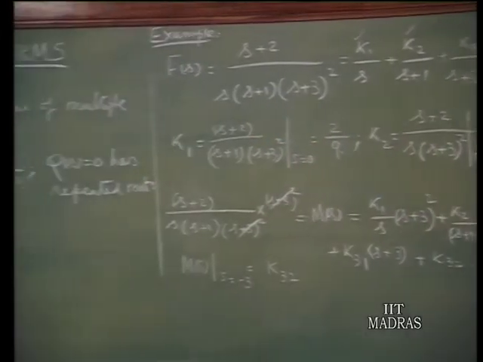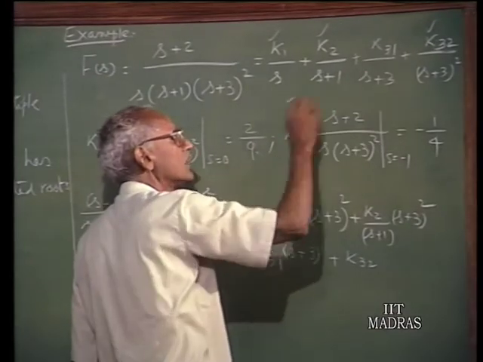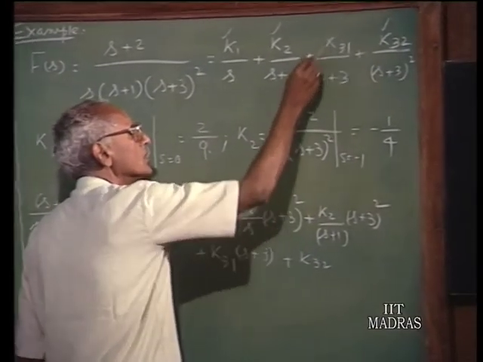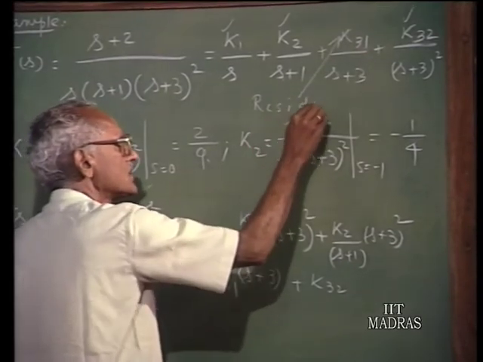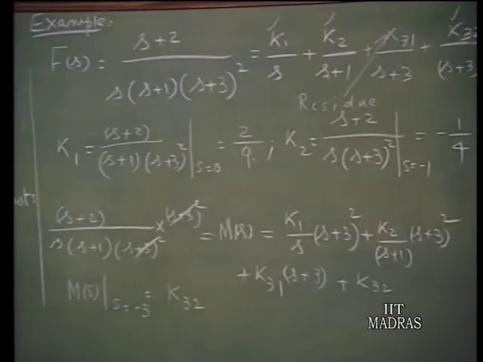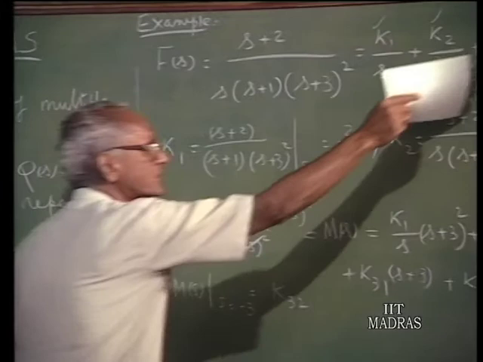When we have multiple order poles, it is actually the term associated with the linear term that is called the residue. This is really the residue of the pole at s equals minus 3, not this one. In mathematical literature, this is called the residue of the pole at s equals minus 3, and that is the one which is harder to find compared with the others. Now, how do we find k31?